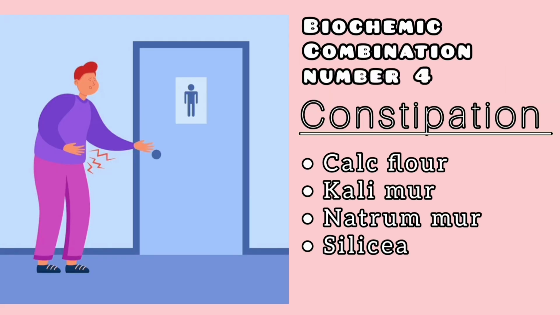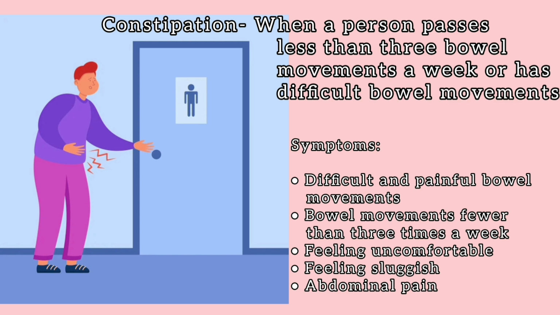Biochemic combination number 4, constipation. Calcarea fluor, kali mur, natrum mur, silicea. Constipation is a condition when a person passes fewer than 3 bowel movements a week or has difficult bowel movements. Symptoms include difficult and painful bowel movements fewer than 3 times a week, feeling uncomfortable, feeling flushed, and abdominal pain.